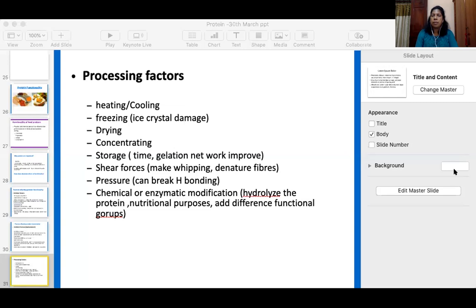Are you clear about the processing factors now? Right. Clear or not? Now, altogether there are 21 factors: intrinsic, extrinsic, and processing factors. Therefore, if I ask a question about how these things work to change the protein molecule and its functionality, you should be able to explain it. In some situations, you are not picking 5 points out of that. Or I can even give an essay question only from this part, right? Can you answer it?